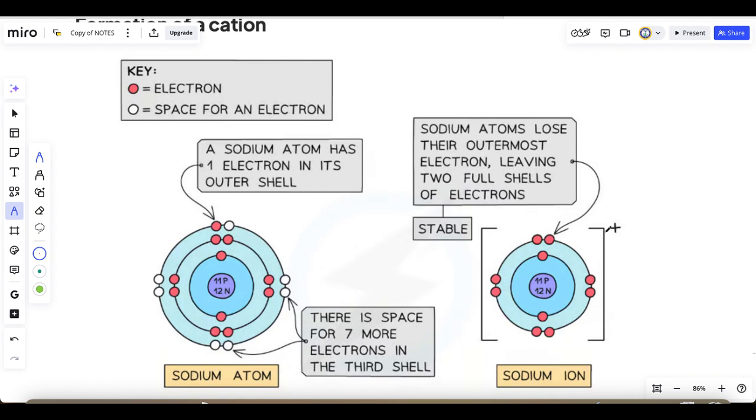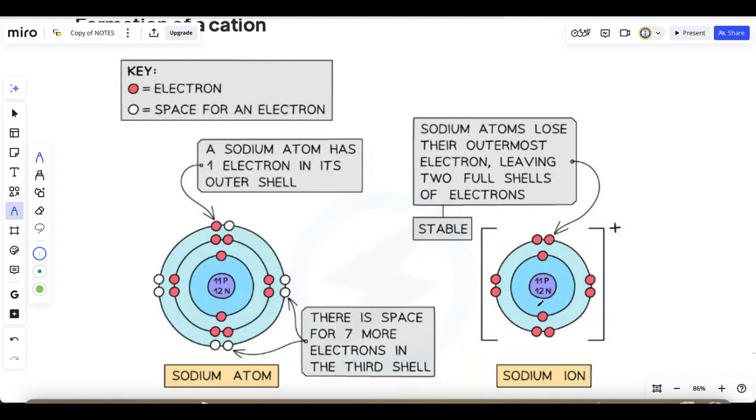The sodium atom loses its outermost electron, leaving 2 full shells of electrons. The first shell must have a maximum of 2 electrons only. The first shell cannot go beyond 2. The second shell now holds 8 electrons, which makes it 2,8 only.